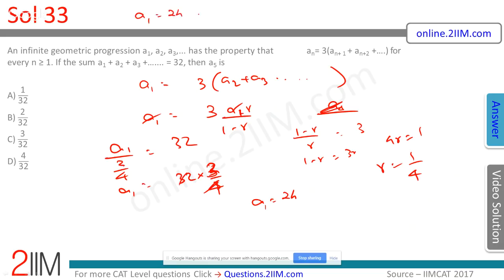a1 equals 24. a2 equals 24 into 1 by 4, which is 6. a3 is 6 into 1 by 4, 3 by 2. a4 is 3 by 2 into 1 by 4, 3 by 8. a5 is 3 by 32. Done.